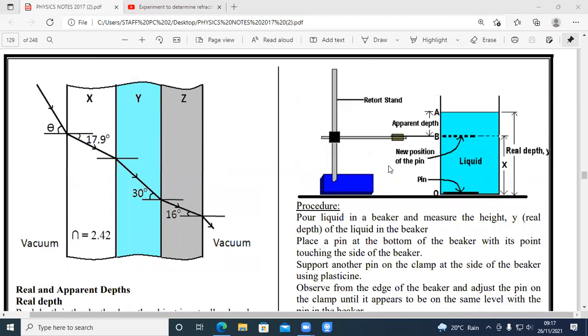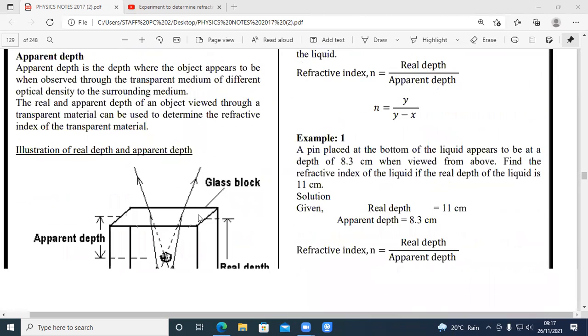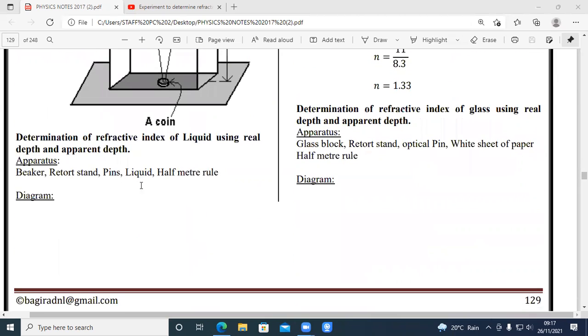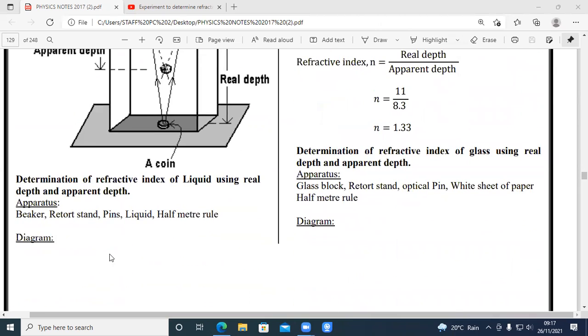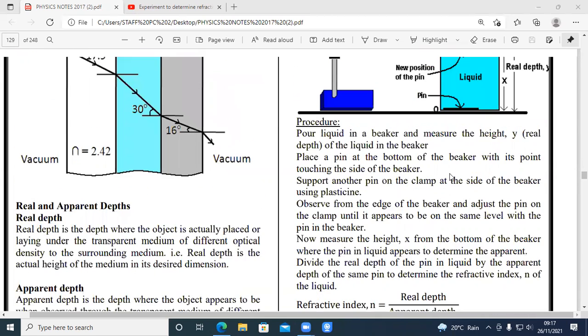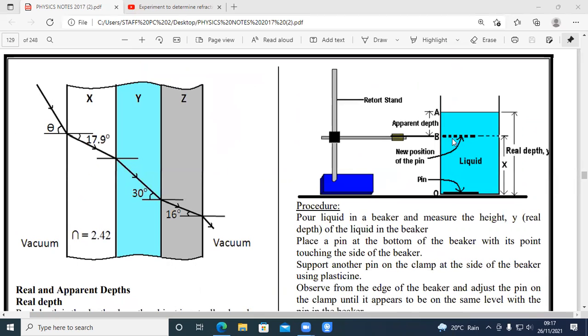Because in this experiment, we have said we need the optical pins. We need the beaker. We need a transparent liquid. Then we have a half-meter rule. So the setup will be exactly like this. We shall have two pins. One we place at the bottom, then one we suspend up. We clamp it on a retort stand.